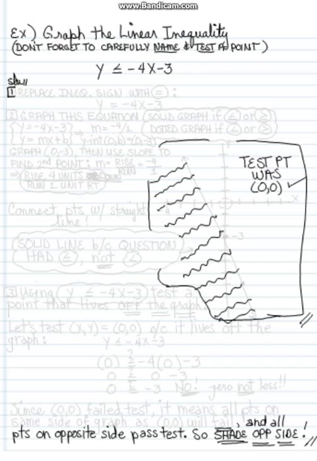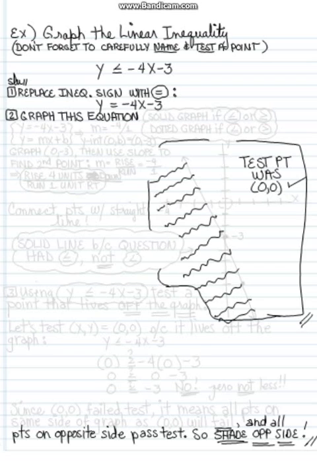Graph the linear inequality. Don't forget to carefully name and test a point. Y is less than or equal to negative 4x minus 3. Step 1. Replace the inequality sign with an equal sign. That will give us y equals negative 4x minus 3. Step 2. Graph this equation, the one with the equal sign.